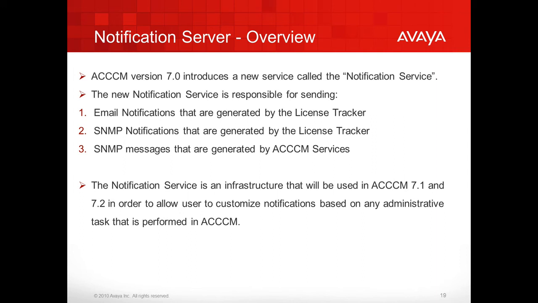So, as I mentioned earlier today, the notification server in Release 7 supports email notifications, SNMP notifications generated by the license tracker itself, and also SNMP messages that are generated by ACCCM services, but this is out of the scope for today's session. Again, in regards to the license tracker environment, the notification service is responsible for sending out the email and SNMP notifications.